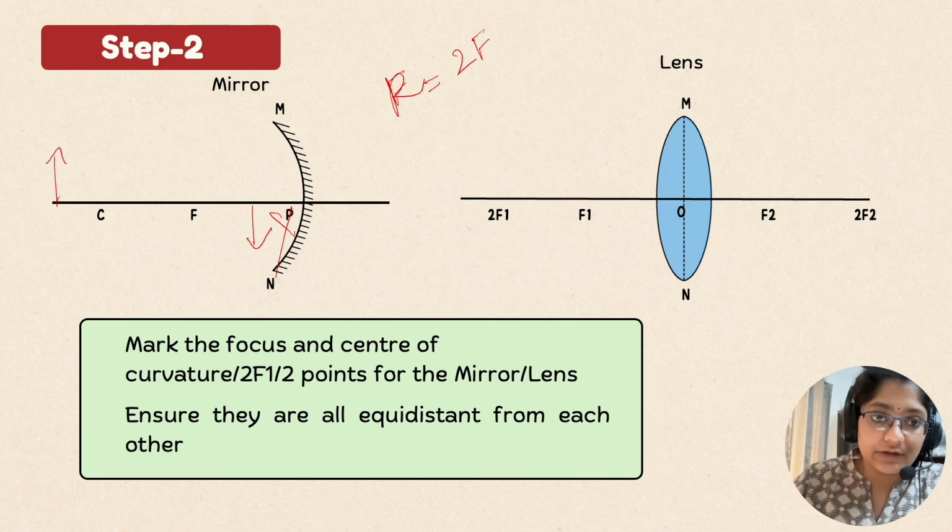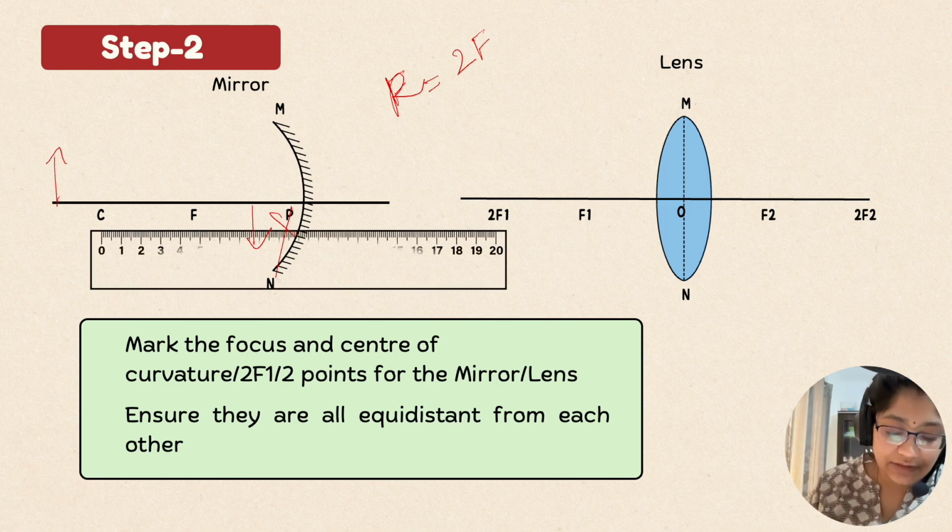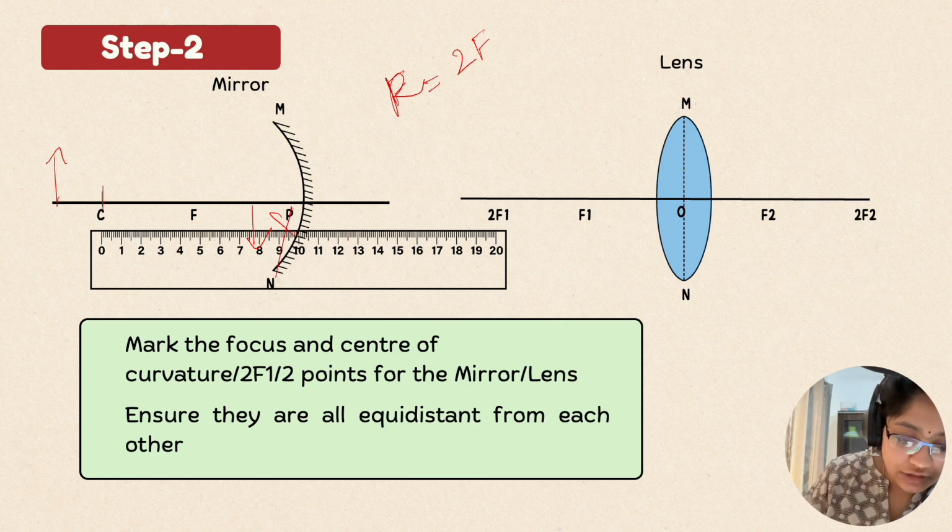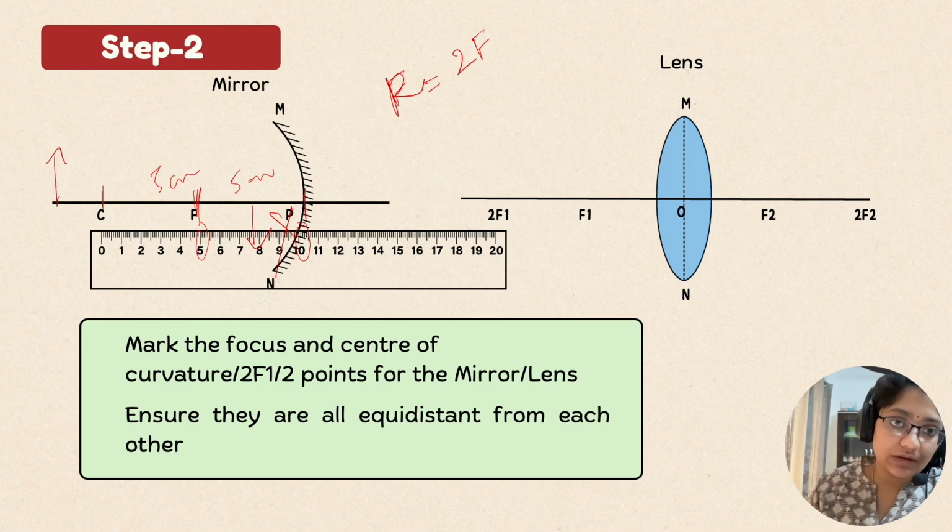So what you will be doing? You should ensure that when you place your markings, if you mark your center of curvature at 0, your focus point should be at 5 and your pole should be at 10, such that all are 5 centimeters apart. If all are 5 centimeters apart, that is the only way you will ensure that your object and image fall at the right position.